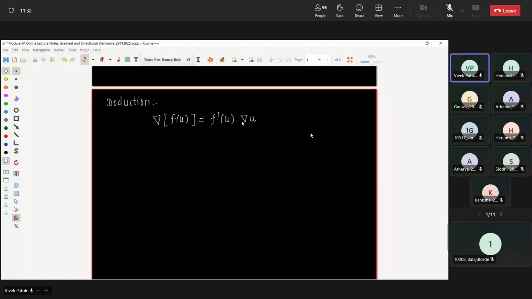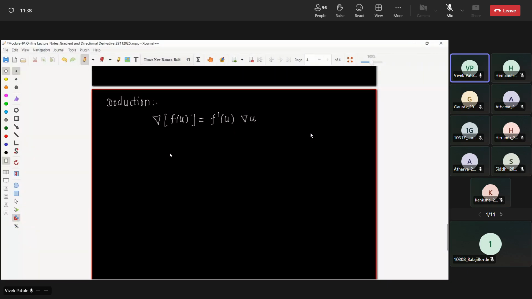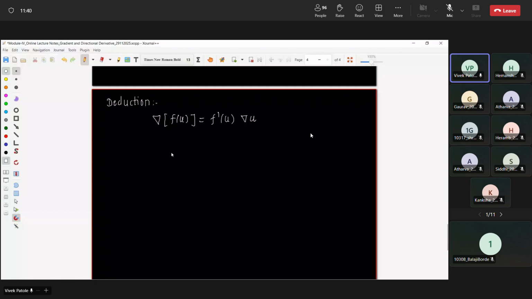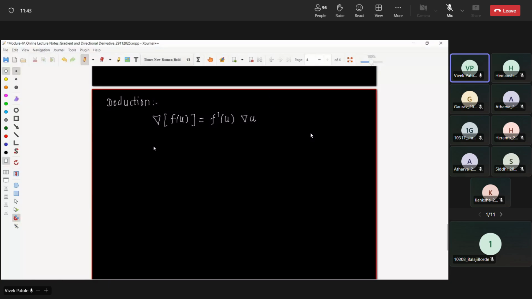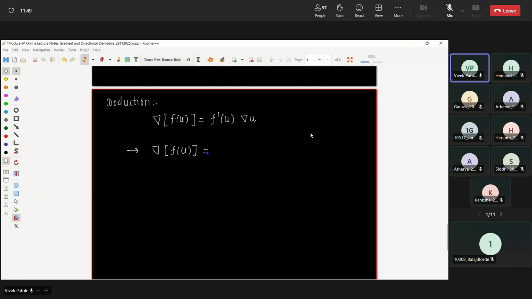So here the partial derivative is the operator that we have to evaluate. So the gradient of that function u we are supposed to evaluate. How will it be done? If I consider the LHS, del of f of u is equal to, then what will it be? First of all, I will write down the del operator.